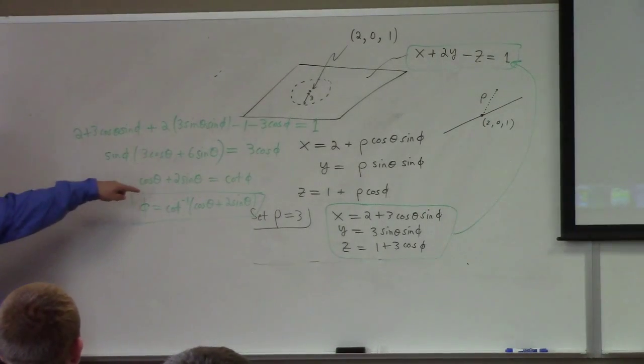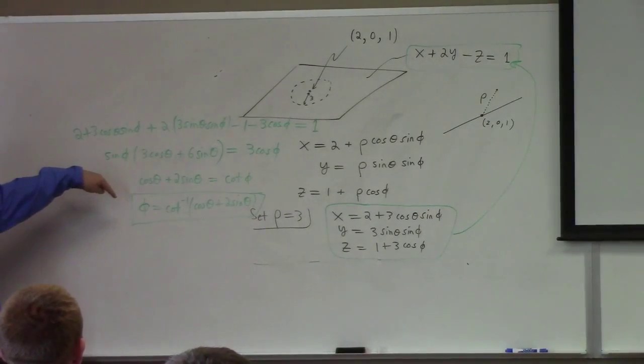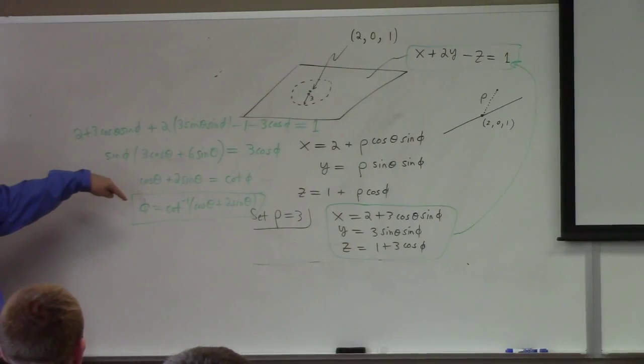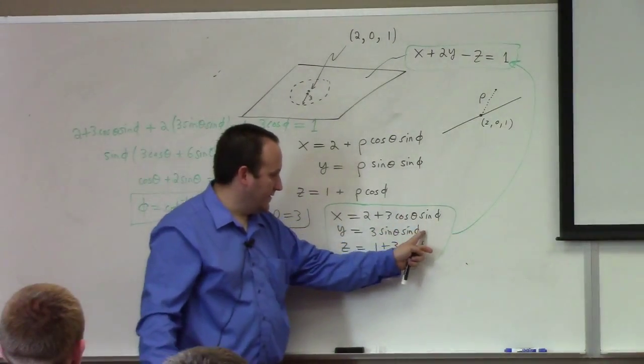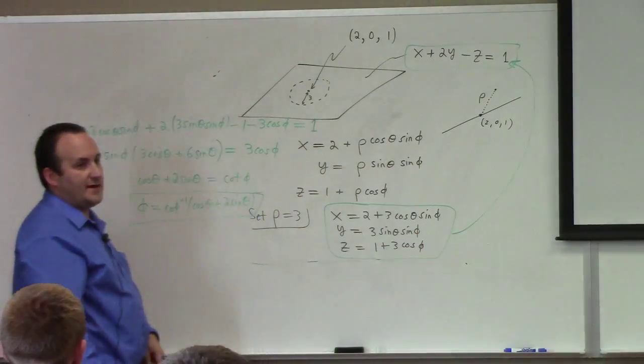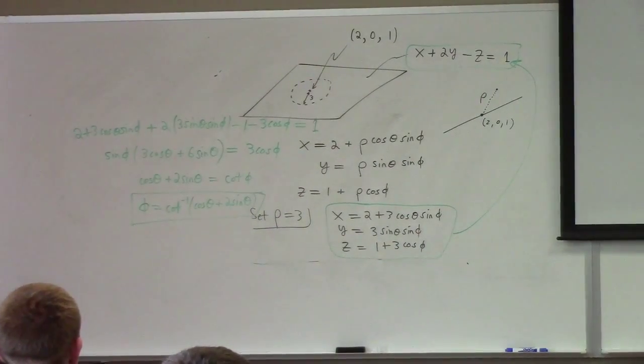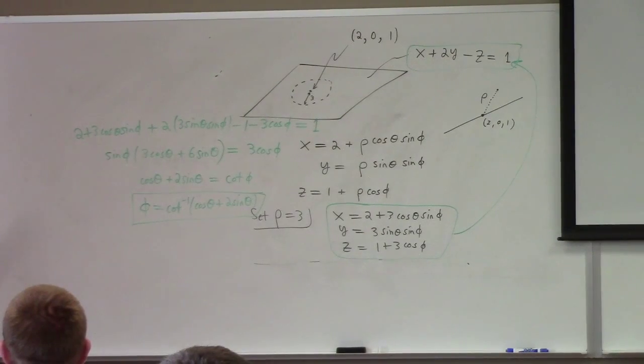Once I have that, then that means I can state theta in terms of phi, which means I can take this and plug it in here, here, and here. That gives me the functions of phi in terms of theta, and I leave theta alone. Theta is my parameter. So this shows you how to parameterize the curve in terms of theta.